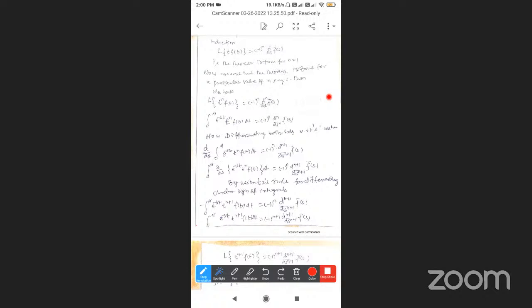Sir, chapter 7th, na? 7th chapter, sir. Laplace transform. Same. Sir, page number? 198. Okay. Thank you.